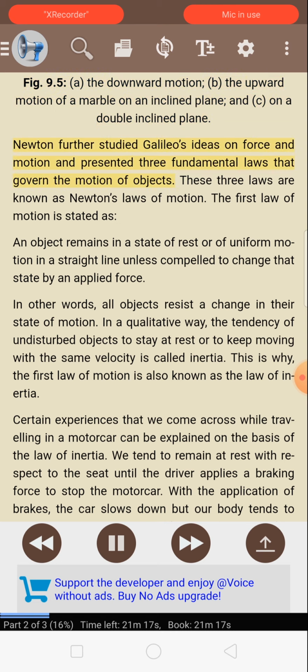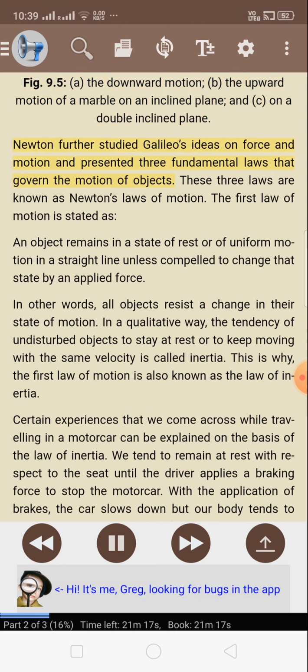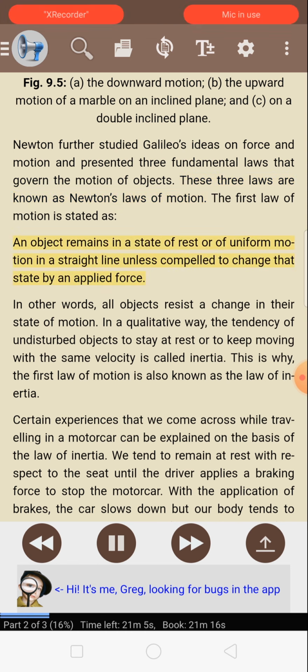Newton further studied Galileo's ideas on force and motion and presented three fundamental laws that govern the motion of objects. These three laws are known as Newton's laws of motion. The first law of motion is stated as: an object remains in a state of rest or of uniform motion in a straight line unless compelled to change that state by an applied force.